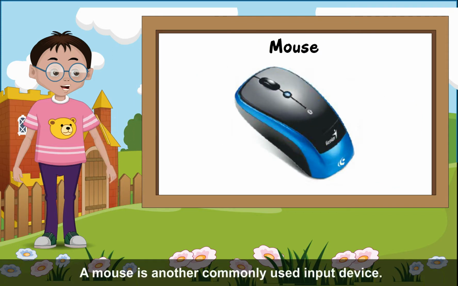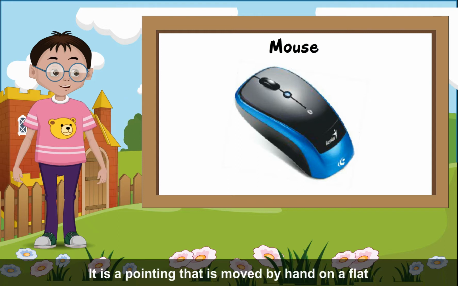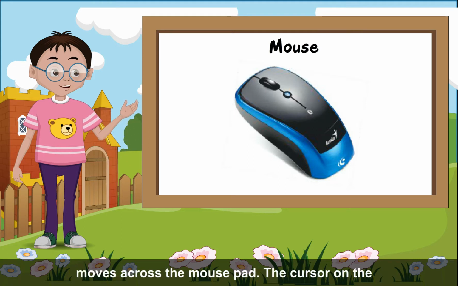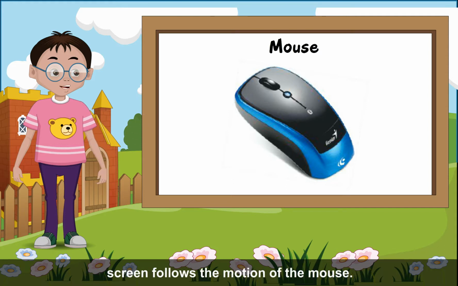Mouse. A mouse is another commonly used input device. It is a pointing device that is moved by hand on a flat surface. A ball underneath rolls as the mouse moves across the mouse pad. The cursor on the screen follows the motion of the mouse.